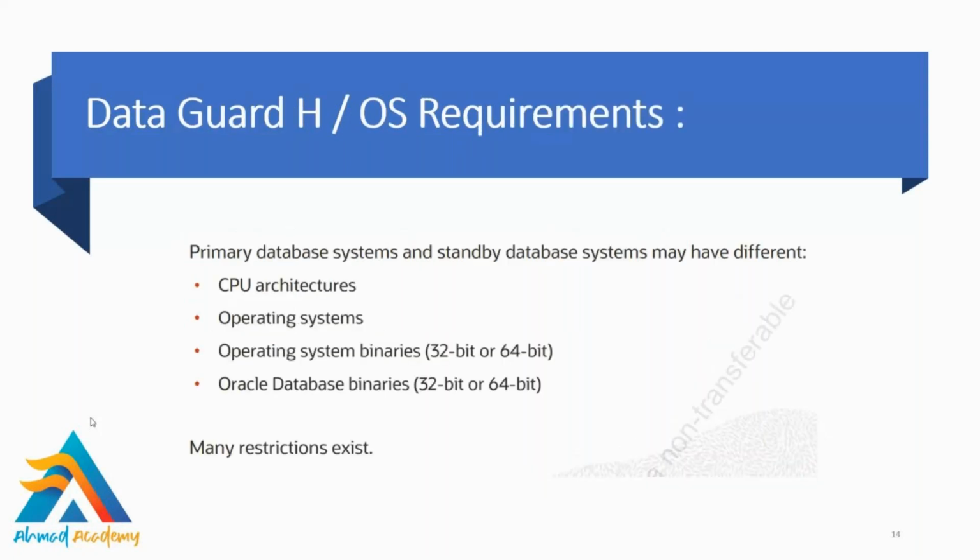And then Data Guard and OS requirement. Oracle recommends that you should use the same type of architecture or system, CPU wise, operating system binaries wise, Oracle database binaries wise. You can use different also, but there is no meaning in using a different architecture, because suppose you are doing a switchover or failover, at that time how will you manage? So that's why I recommend using the same type of architecture for both databases.